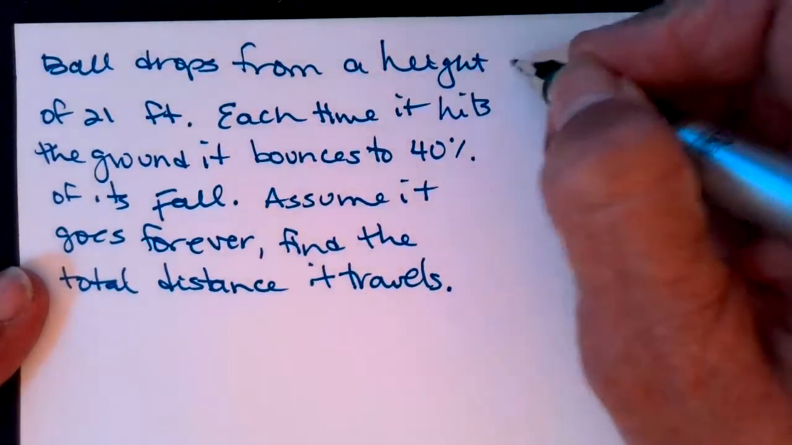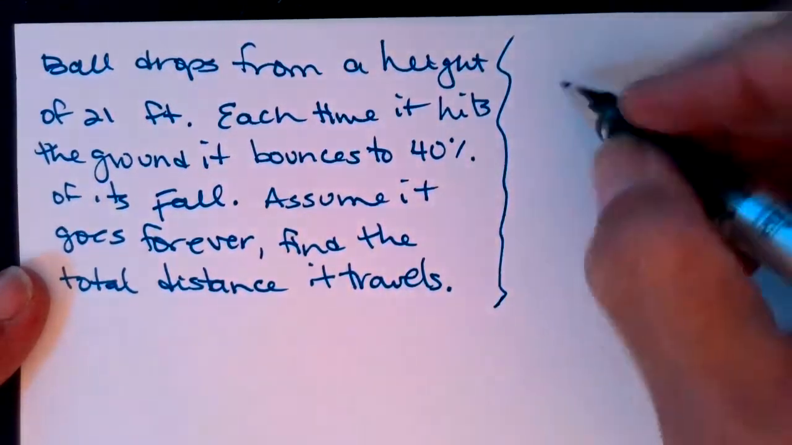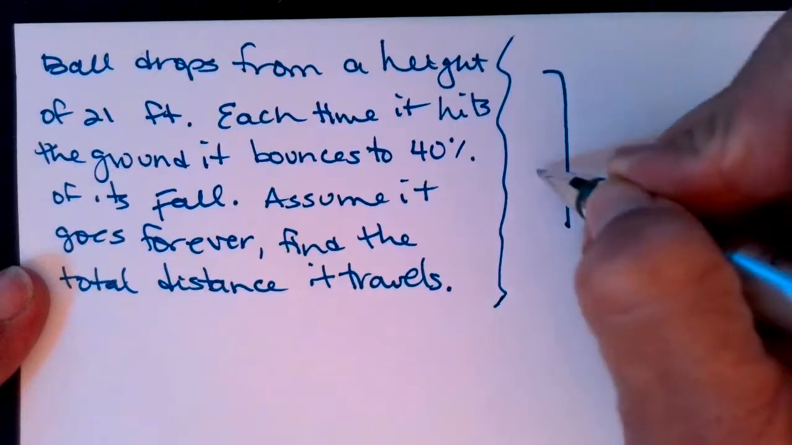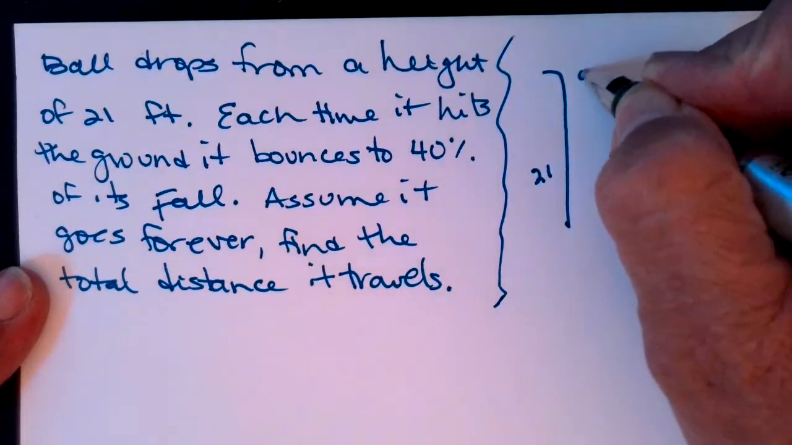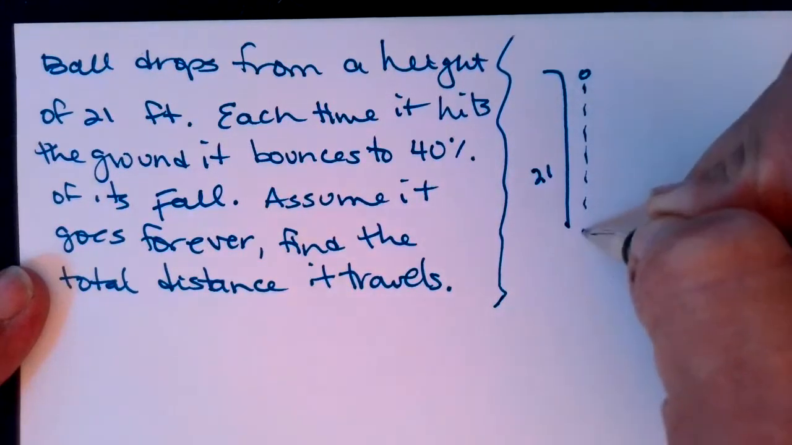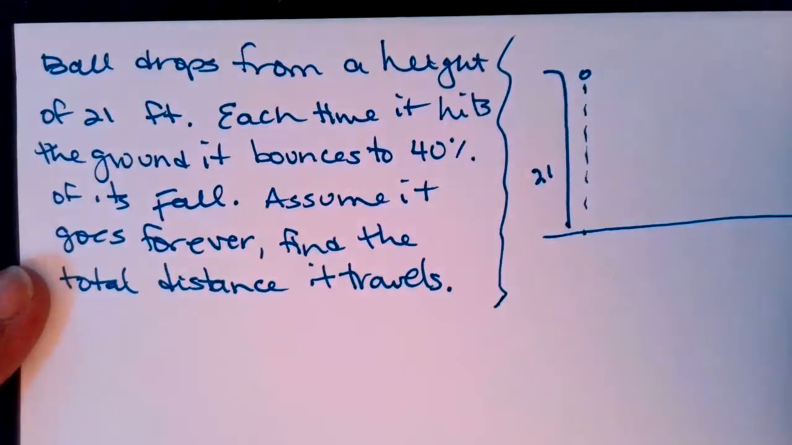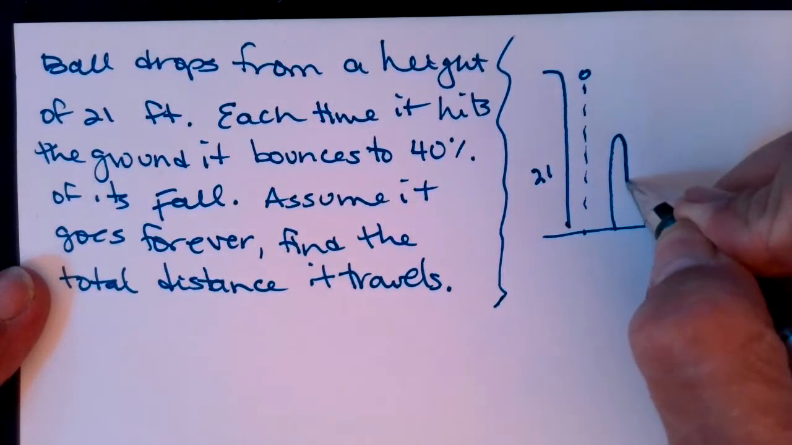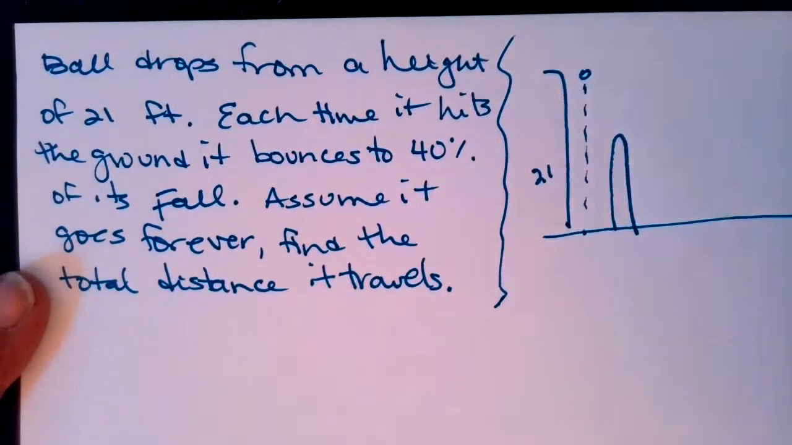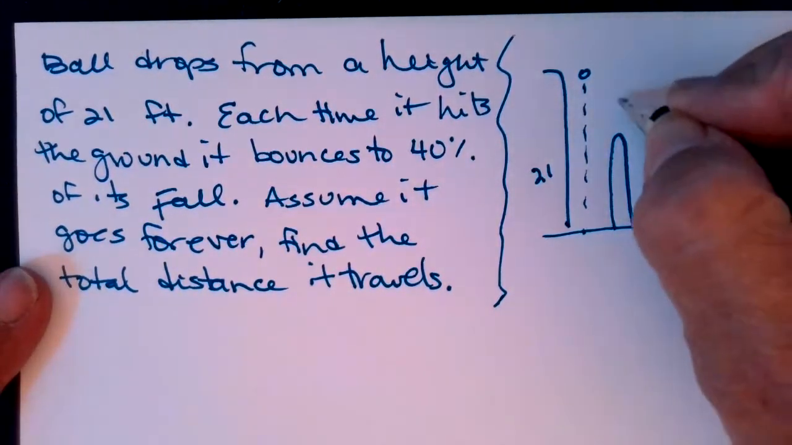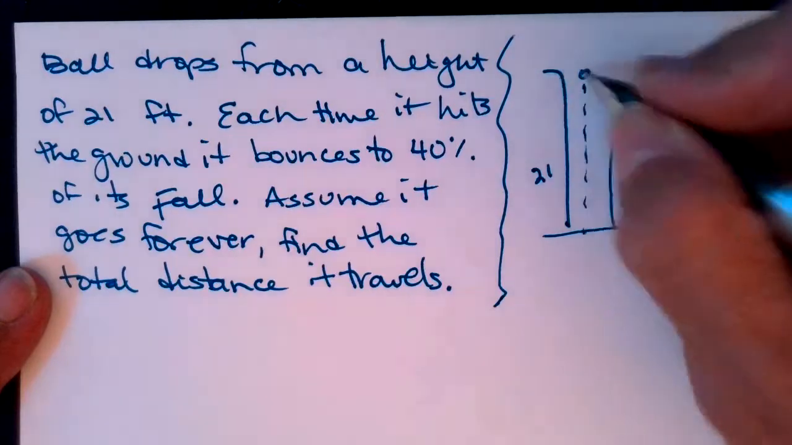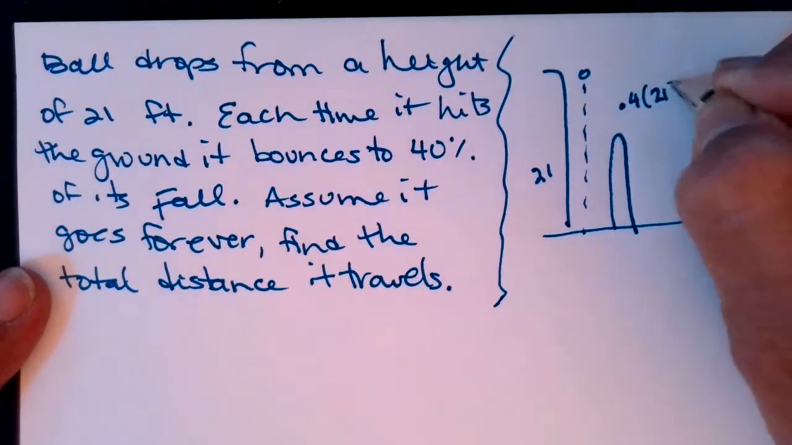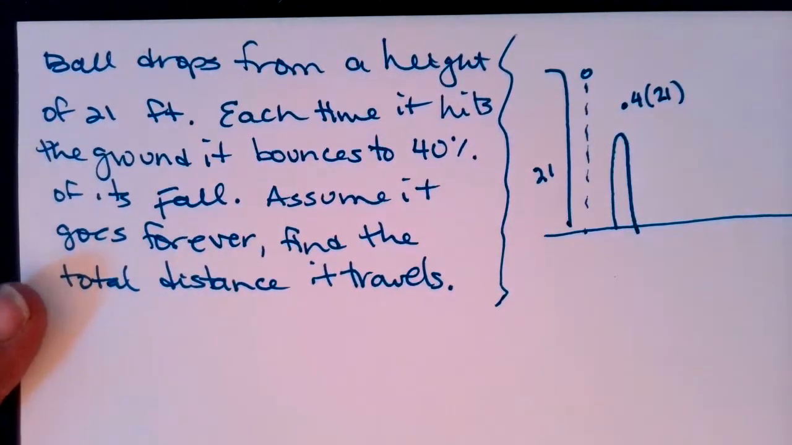So I'm going to draw just a quick little picture here so we can get an idea of it. So we start from 21 feet up. We're going to drop the ball, so it's going to do that first 21 feet. It's going to bounce up and then come right back down. And the height that it's going to go up is 40% of how far it just fell. So 40% of 21.